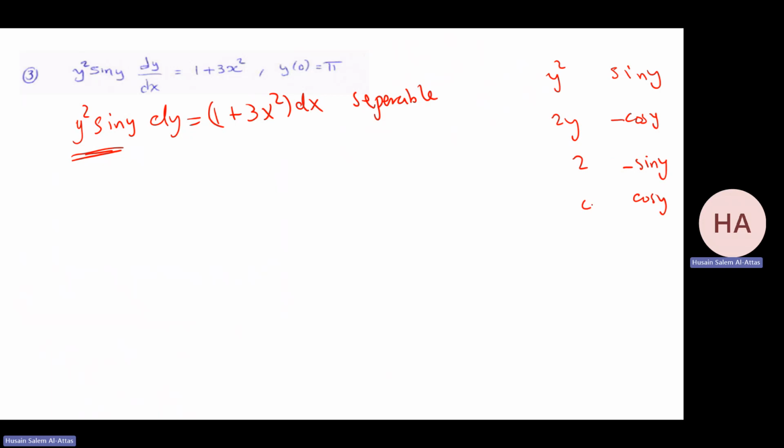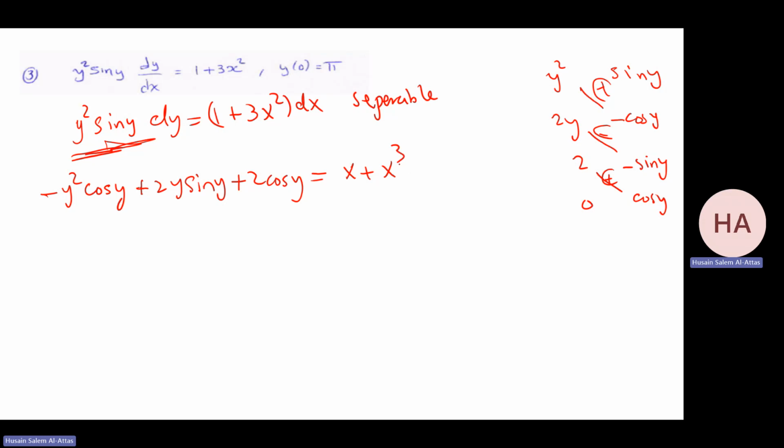This is 2, this is 0. This is plus, this is minus, this is plus. So the integral of this will be minus y squared cosine y plus 2y sine y plus 2 cosine y. That's the integral of this using integration by parts on the tabular. This will be x plus x cubed plus c.